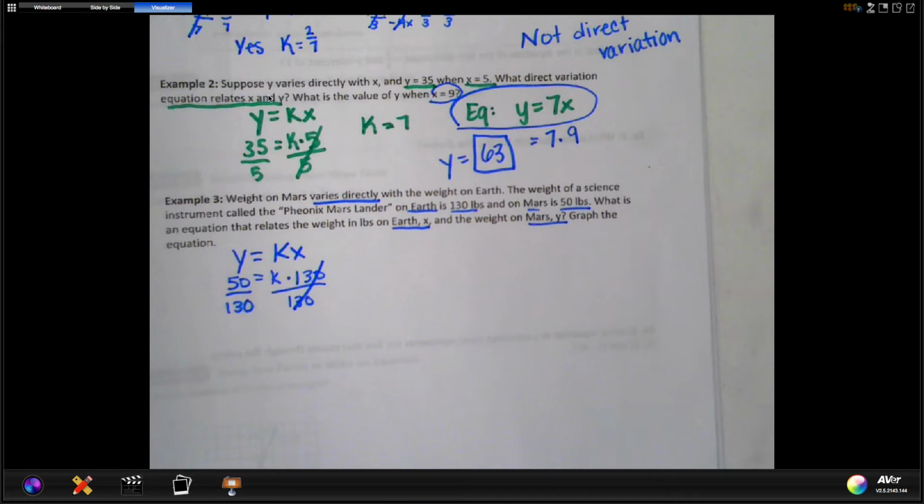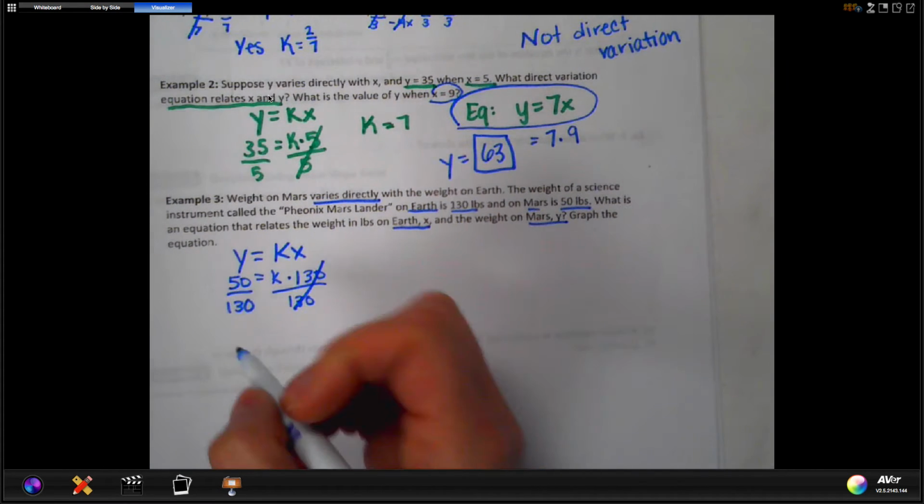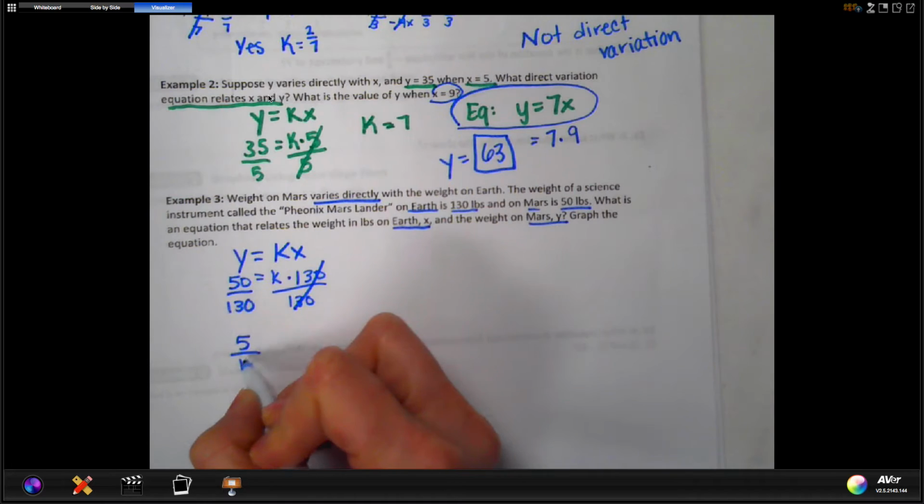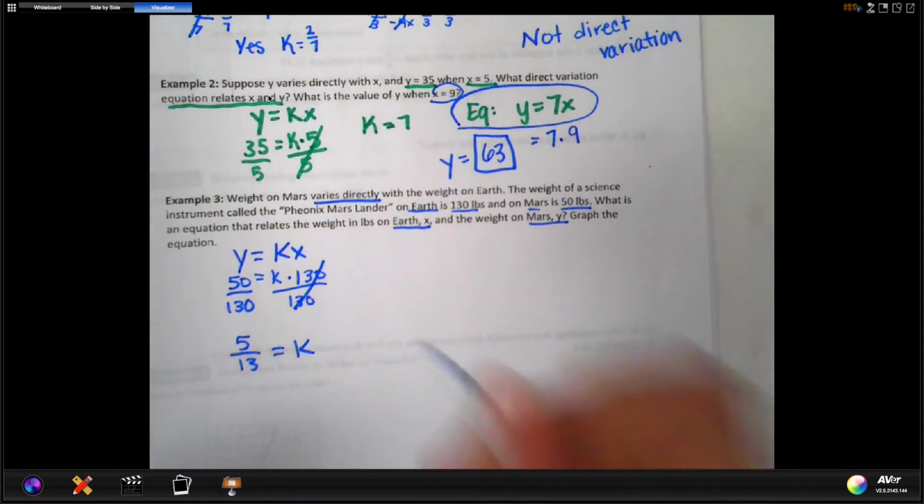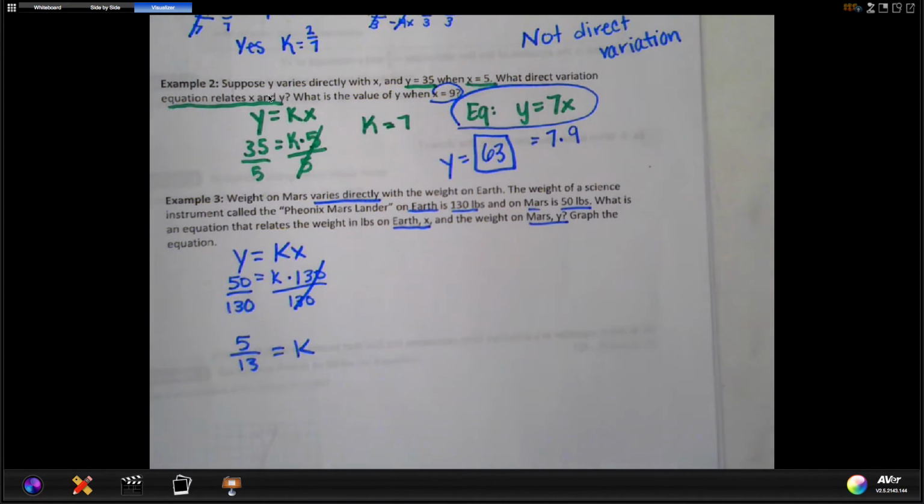Simplify. This one should be an easy one. They both end in 0. Kim, what do you got? Yeah, 5 over 13 is our k, or our constant of variation, okay? So that's not really either one of our answers.